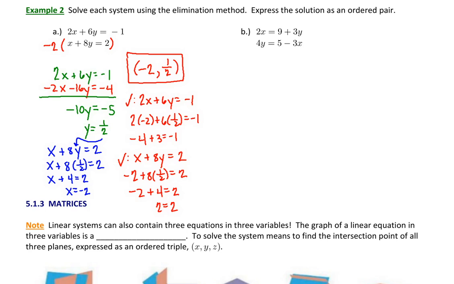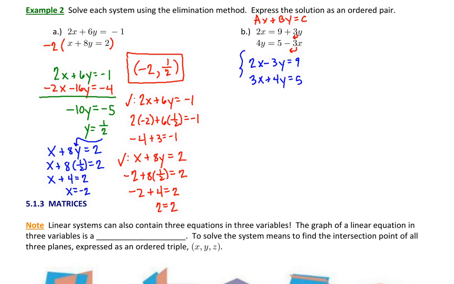On example B, this one's different for a couple of reasons. The first is that both of those equations are not in general form. So to begin with, we need to rearrange them in general form. And remember, general form is ax plus by equals c. So in that first equation, we need to subtract 3y from both sides. So the new first equation would be 2x minus 3y equals 9. And in the second equation, we need to add 3x to both sides. So this would give us 3x plus 4y equals 5.